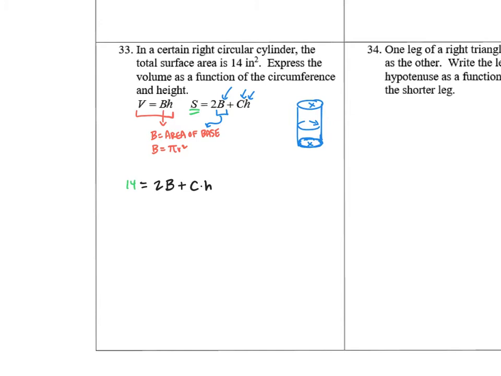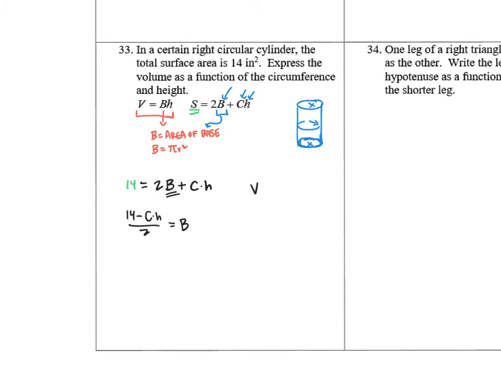If we want it just in terms of circumference and height, the item that I want to rid myself of is the area of the base. So I want to solve for the area of the base. So I would subtract C times H, and then I would divide by 2. That's going to give me B.